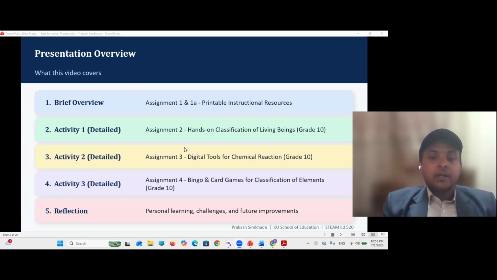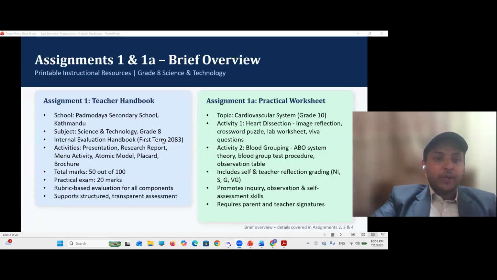I have prepared different resource material which I have applied in the classroom. Let's begin with the first one. I have prepared one teacher handbook for graded students in the subject science and technology. For this, I have prepared different presentations, resource report, menu activity, atomic model preparation, placard preparation, everything.